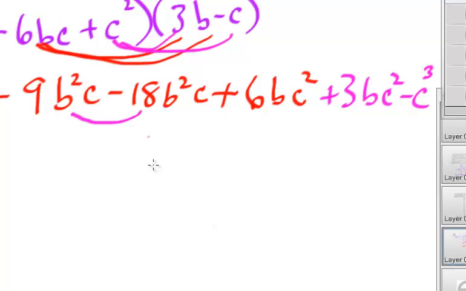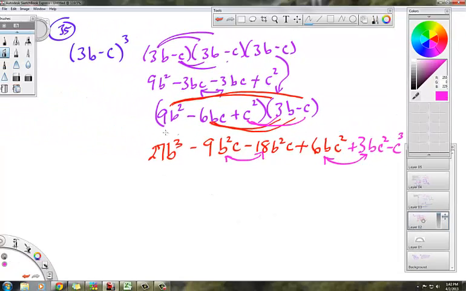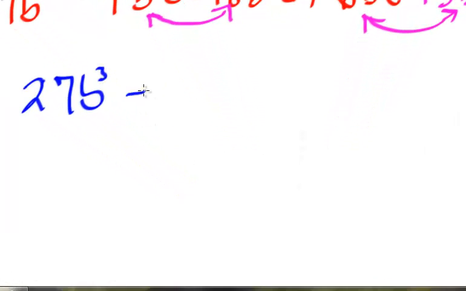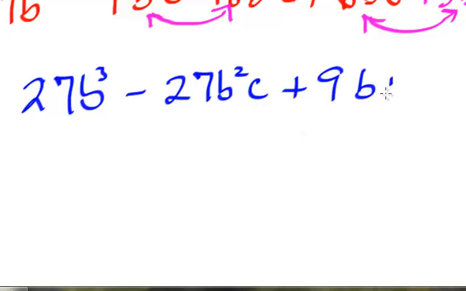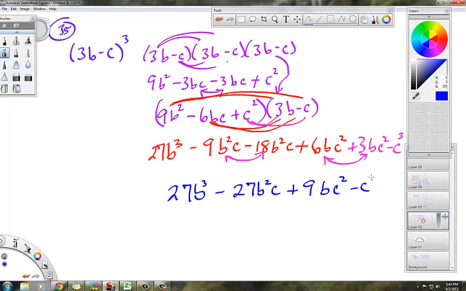So I have these two to put together. These two are like terms that can be put together. See that? These b cubed terms, and the c cubed term stays separate. So final answer in bright blue here is going to be 27b cubed minus 27b squared c plus 9bc squared, yeah, minus c cubed.